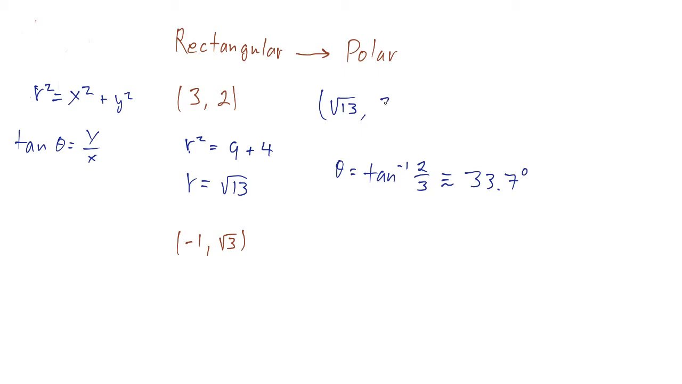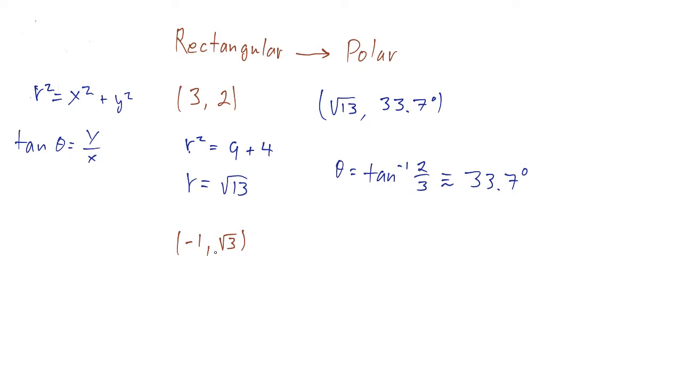Alright, so my angle is 33.7 degrees. And I should check that I'm in the correct quadrants here. Well, the point (3, 2) is definitely in the first quadrant, and my angle theta, 33.7, that's also in the first quadrant, so we're okay. We don't have to do any correction for that. So the point (3, 2) goes to the polar coordinates (square root of 13, 33.7 degrees).